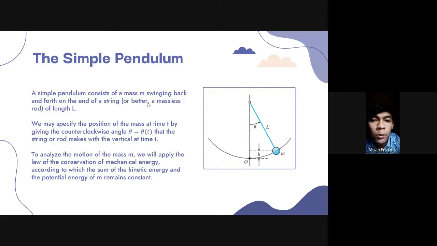To analyze the motion of the mass m, we will apply the law of conservation of mechanical energy, according to which the sum of the kinetic energy and the potential energy of the mass remains constant. So we use the conservation of mechanical energy.